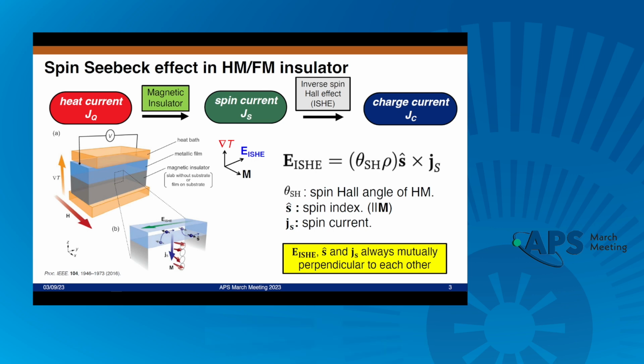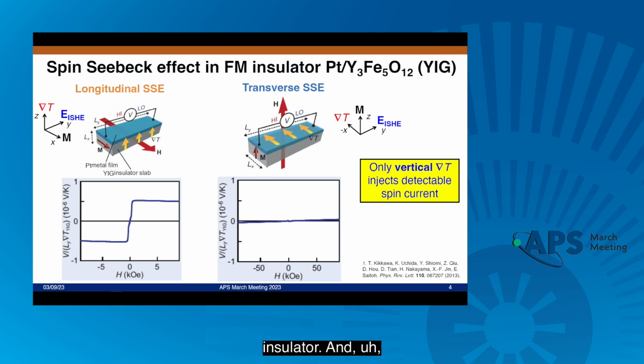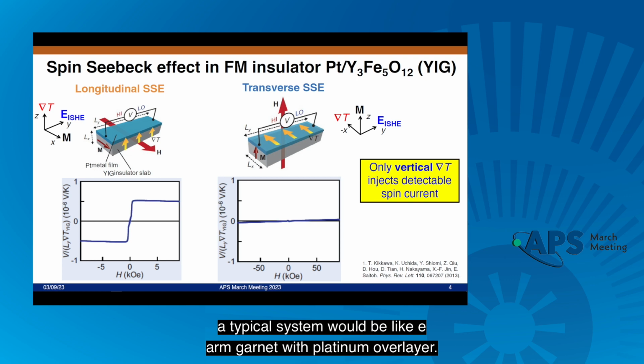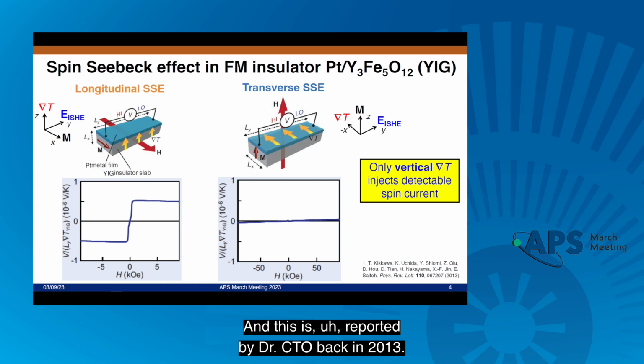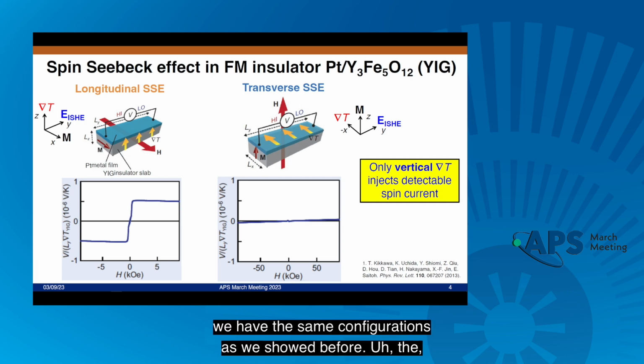So that's a brief rundown of the spin Seebeck effect: the mutually perpendicular relationship and the out-of-plane spin current detection. Now let's take a look at the spin Seebeck effect in the ferromagnetic insulator. A typical system would be yttrium iron garnet with a platinum overlayer, and this was reported by Dr. Saito back in 2013. On the left-hand side, we have the same configuration as we showed before.